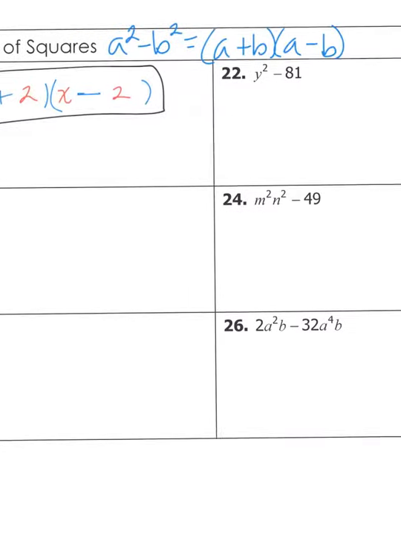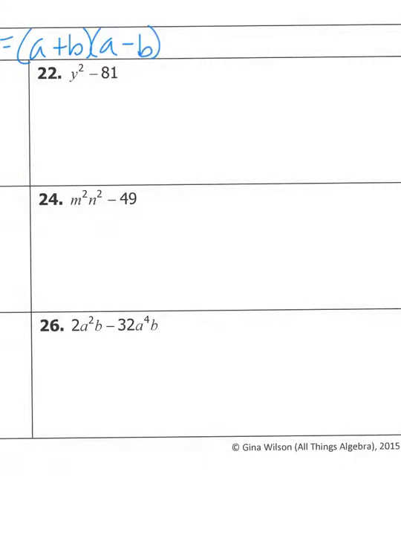So you try 22. Pause the video, try 22. Okay, so once again we have the difference of two perfect squares. So as soon as we have that, boom. Well, let's erase that, try something different. How about this? Boom. I have a plus minus pattern.